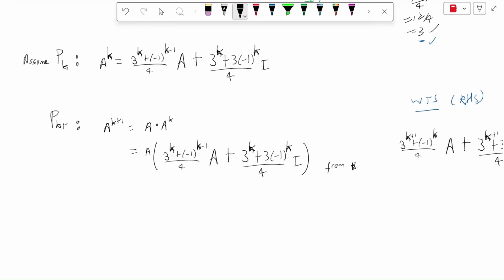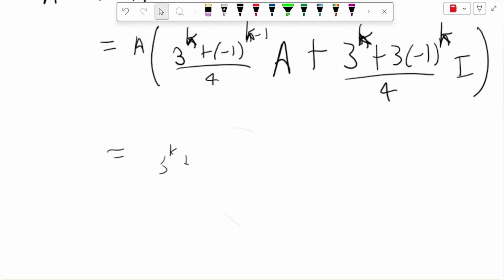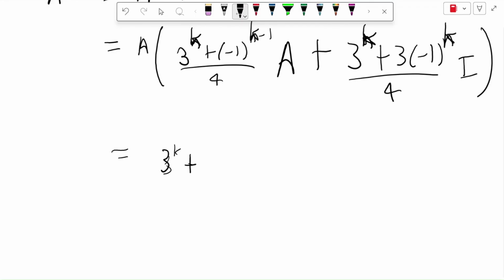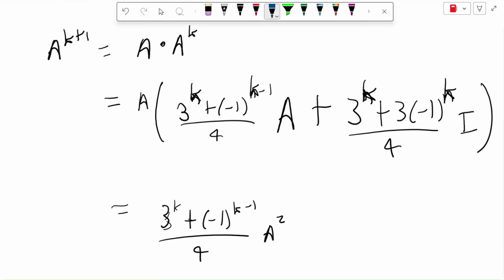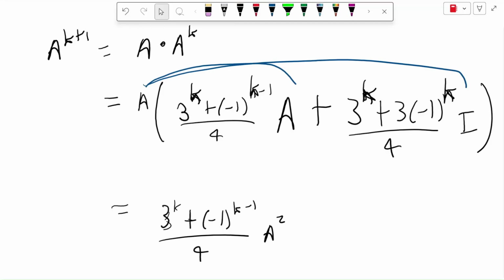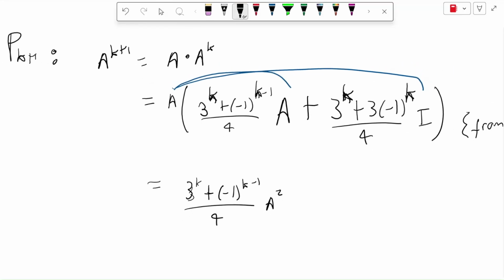From, now I'm going to call this double star because I think I used single star before. Okay, so this is (3^k + (-1)^k) take 1 over 4, A squared, because we FOIL the A in. And then we're going to FOIL the A in there for the I. So that is (3^k + 3 lots of (-1)^k) over 4A.